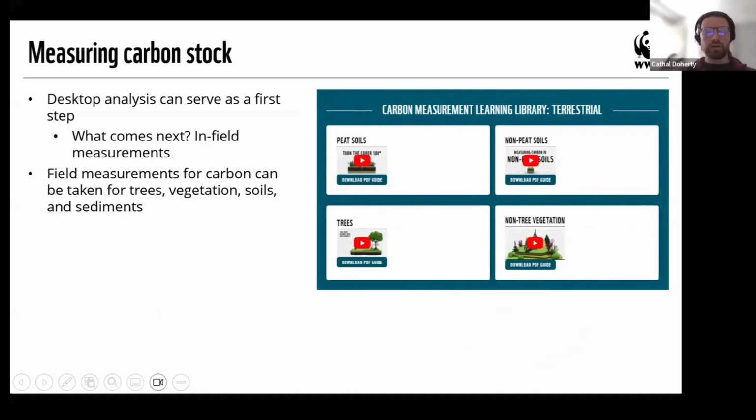But this isn't a do one or the other type of situation. In most cases, a desktop analysis is a very good first step when you're interested in looking at the carbon in your community or in a region that you're interested in. And then this could be followed by doing in-field soil sampling. Field measurements can also include various aspects, and you can do them simultaneously. So if you're interested in soils, but you're also interested in trees, these can typically be done in conjunction and together in the same field trip. And if you want to know a little bit more about that, I think Catherine posted the carbon measurement learning library into the group chat, but they have all the different facets there.